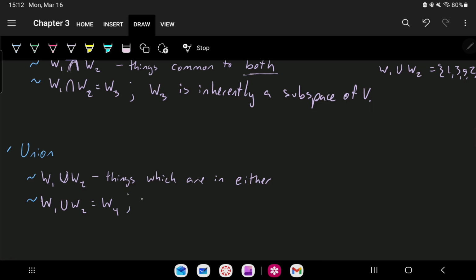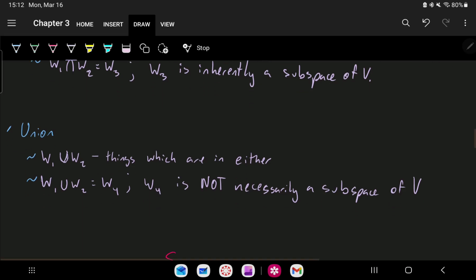Well, W4 is not necessarily a subspace of V. It could be. We need to check. So that might just be a good thing to keep in mind.